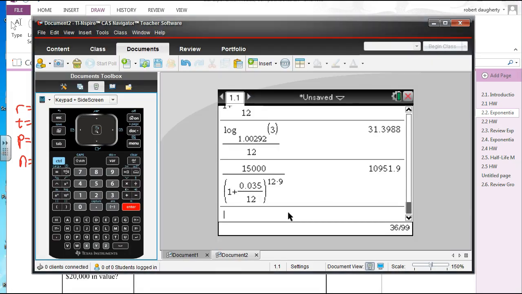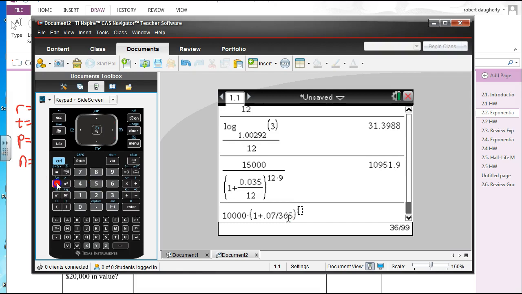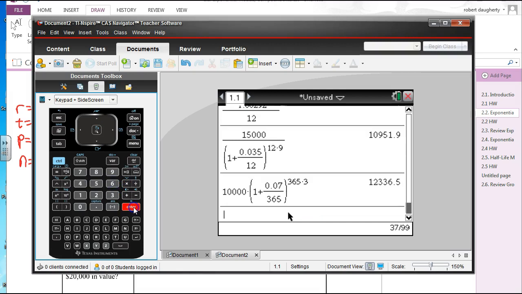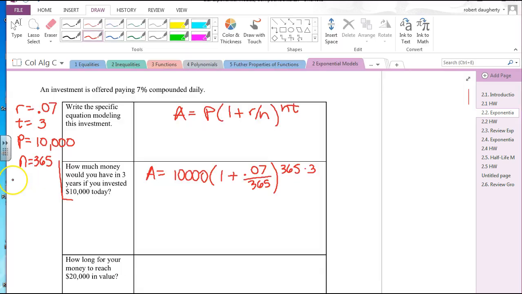in without getting a typo on the calculator? So it's 10,000 times 1 plus, what did I say, 0.07, was that right? 0.07 divided by 365, and then all of that is raised to the 365 times, what was it, 3 years? 3. And this is money. So this is the amount of money that I have in 3 years. Okay.